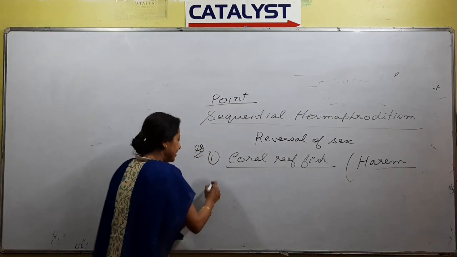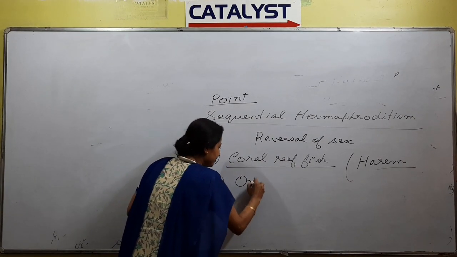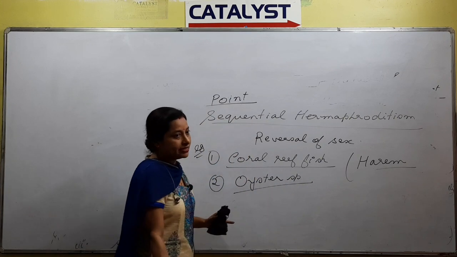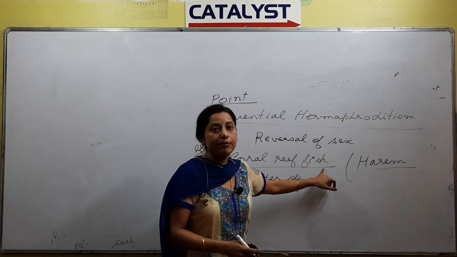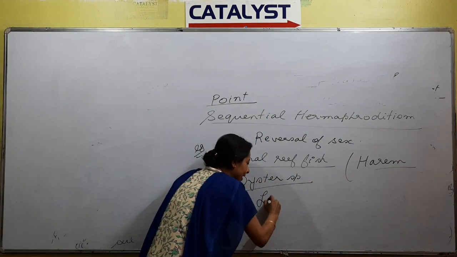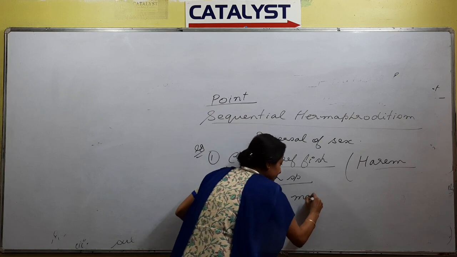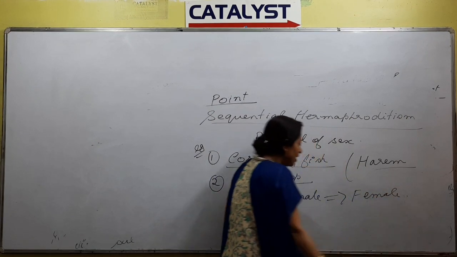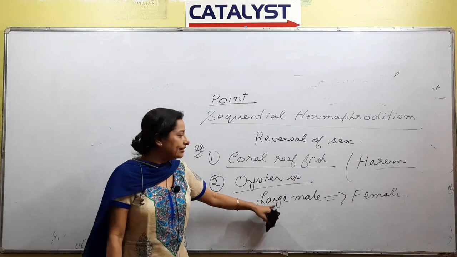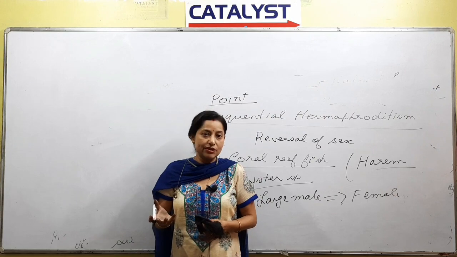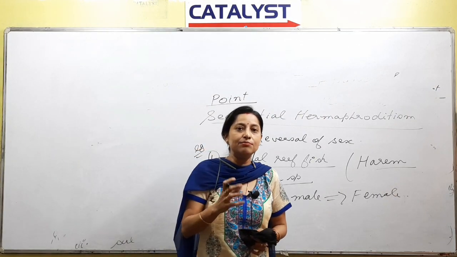Second example is oyster. In case of oyster species also, what happens is the female got converted into a male. The large male gets converted into a female, right? What is the reason behind this? When the male gets converted to female, the egg laying capacity will increase, and as a result the number of their population will increase.